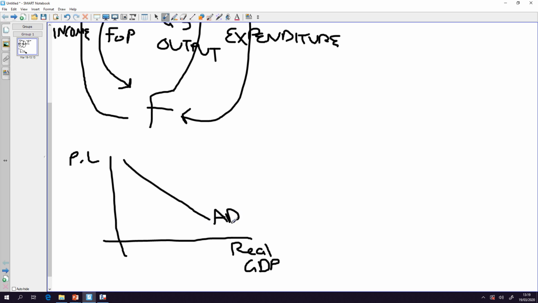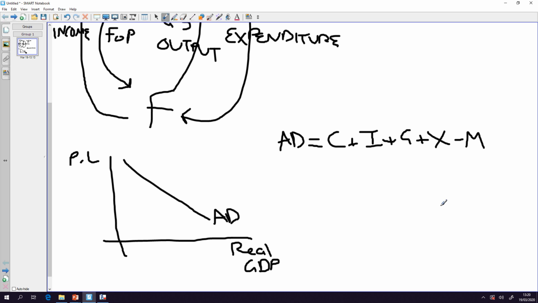Now what we should all be happy with, because we've done a lot of work on this in class, is that aggregate demand is the total demand for a country's goods and services. This is measured by the formula C plus I plus G plus X minus M. So C is consumer spending, that's demand from households for goods and services. Investment is spending by firms on capital goods. So this could be buying new factories, new machinery for factories, new delivery vehicles, new computer packages. G is government spending.